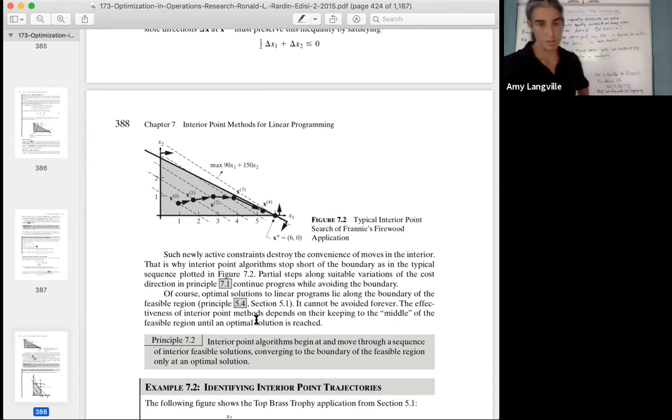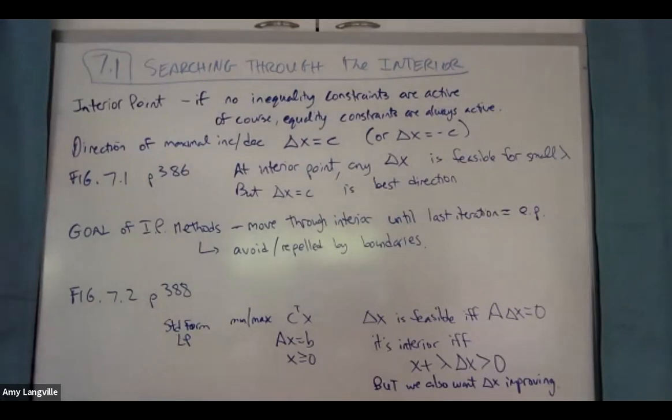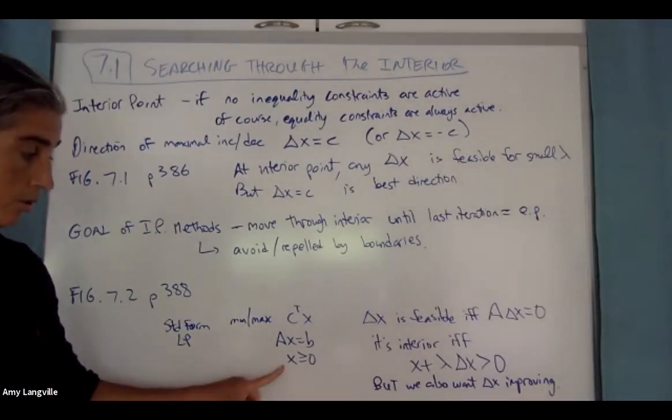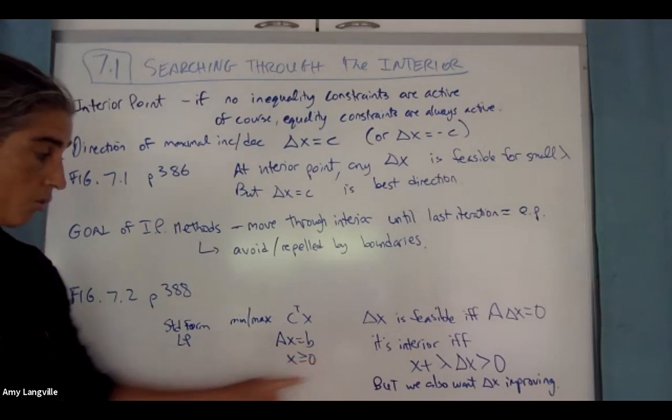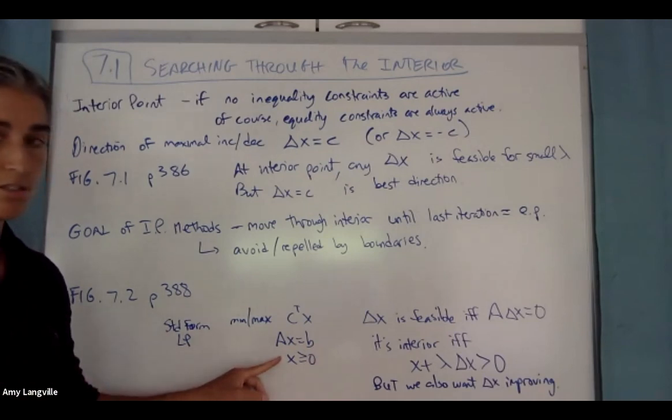Okay, and here's the principal: interior point algorithms begin and move through a sequence of interior feasible solutions, converging to the boundary only at the optimal solution. So only at the last step. Okay, so standard form LP, when we are doing an interior point method, again, this is the one we want to worry about. We want to actually make sure every iterate is X strictly greater than 0.